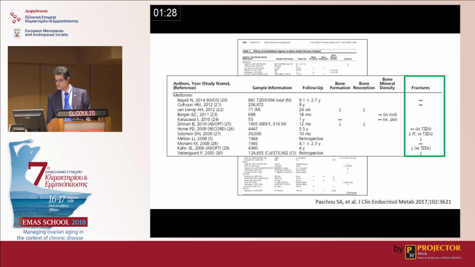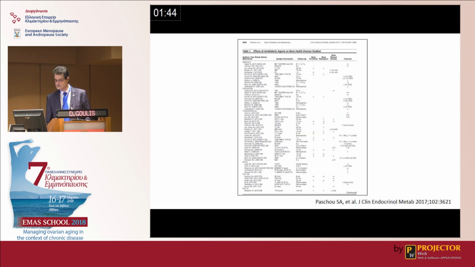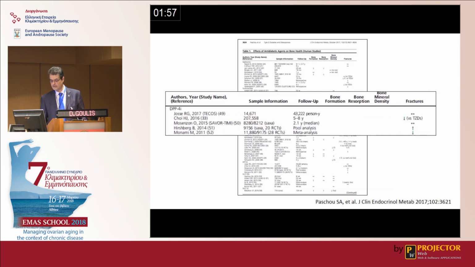You can see that the fracture rate, I'm leaving all the other markers aside, going directly to fracture, is getting down. The same is true for sulfonylureas, all drugs. The possibility of fracture is rather reduced if you use this medication. Quite the opposite is the picture with glitazones. You can see in every reference that the possibility of fracture goes up, especially in postmenopausal women.